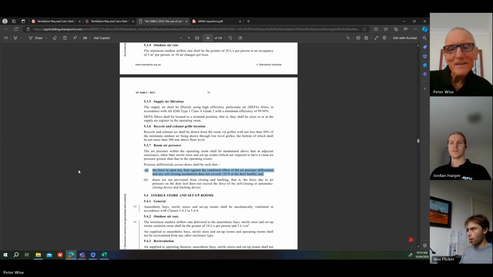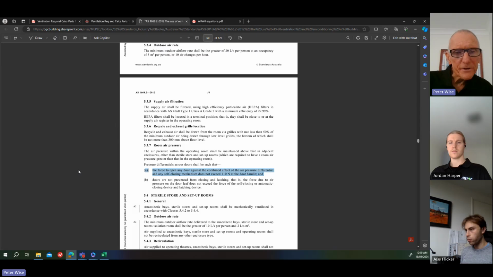And there's a bit of background to this. 50 pascals is about the maximum that a person who's not very strong, an elderly person, for instance, can open a door against. They can't open a door if it's greater than a 50 pascal differential. That's where that comes from. And it's pretty much the same wording in the stair pressurisation code.